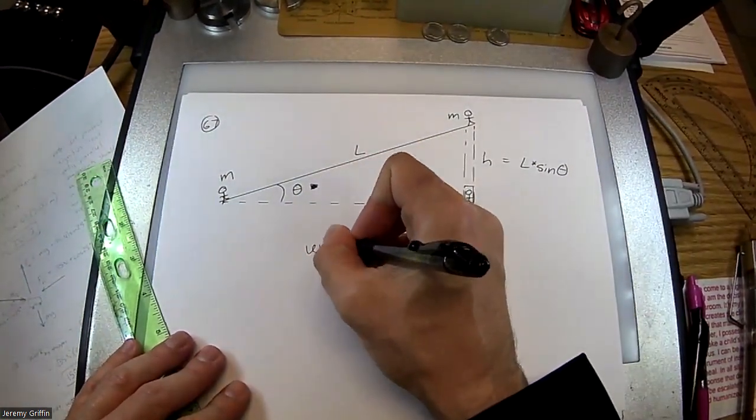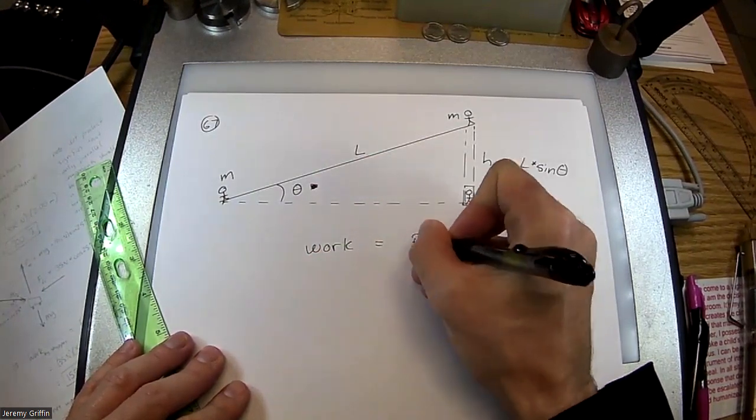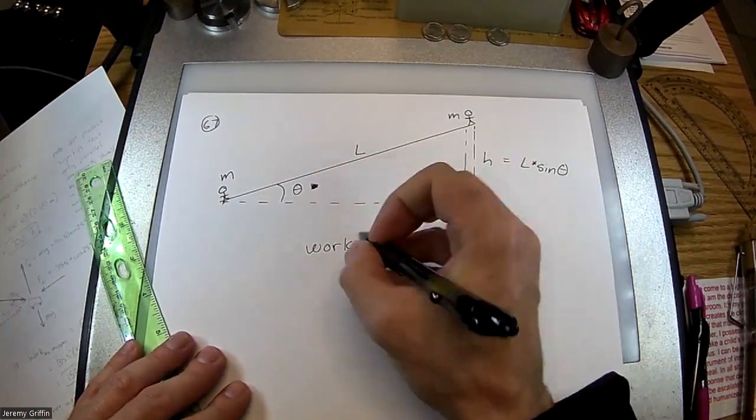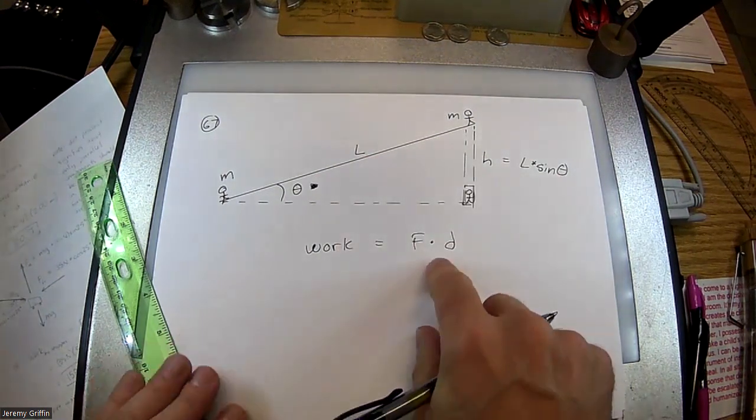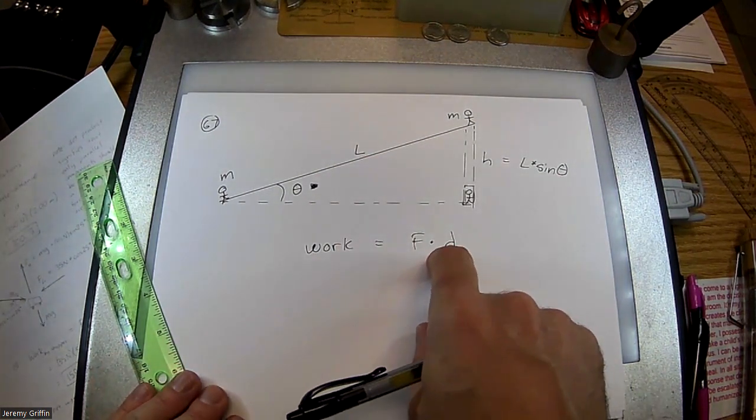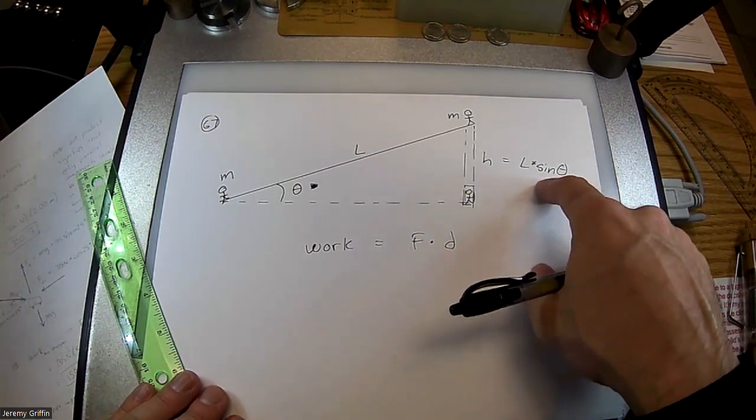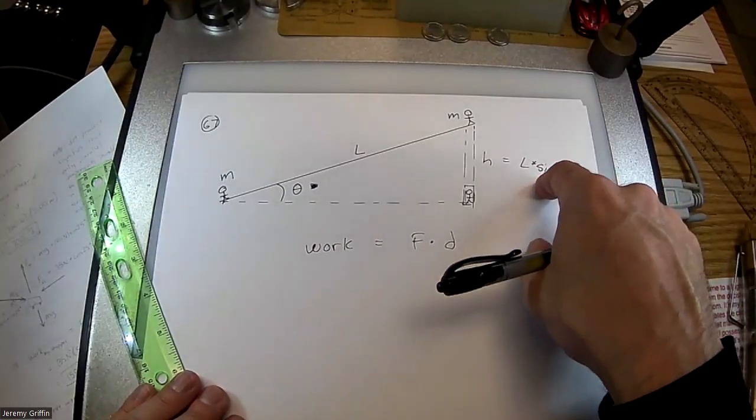Alternatively, you guys know work is force times distance, and I made this whole point about it being a dot product. You need to multiply by the cosine of the angle between them. So what's the deal with the sine? Because it looks like a sine's going to come out of this.